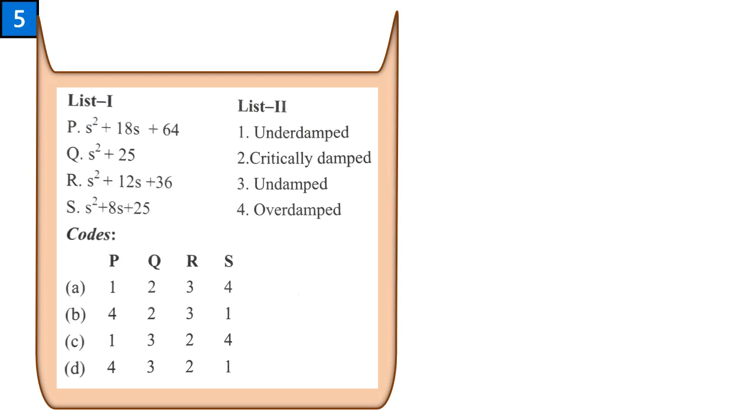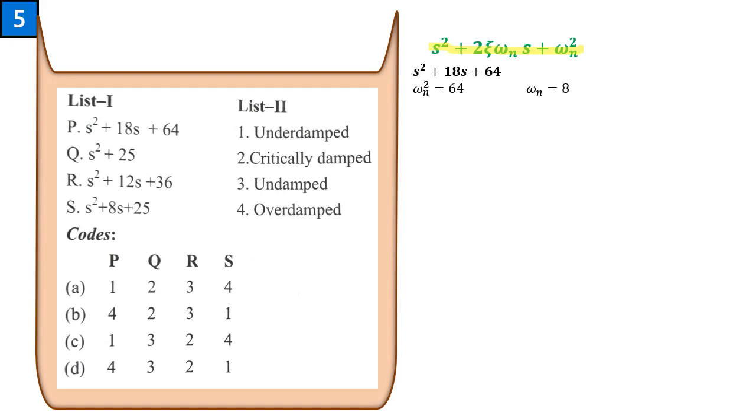Okay, so let's take a look at our generalized characteristic equation, which is given as this. Okay, we all know it and we have studied it. So now take the first one, P. This is our first one. Here 2 zeta omega n. First start with omega n square. So omega n square is 64. So omega n is 8.